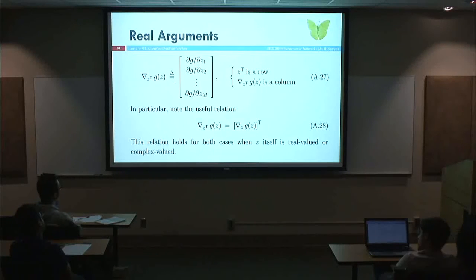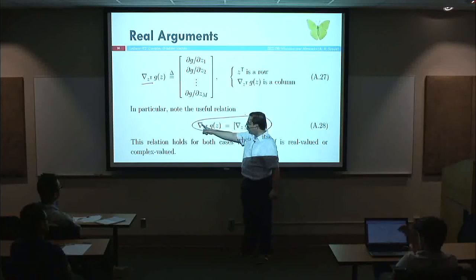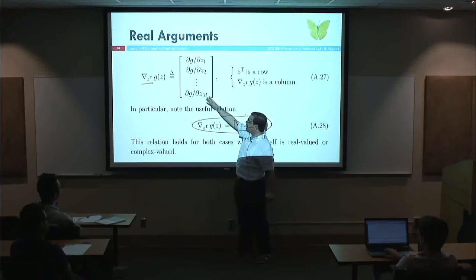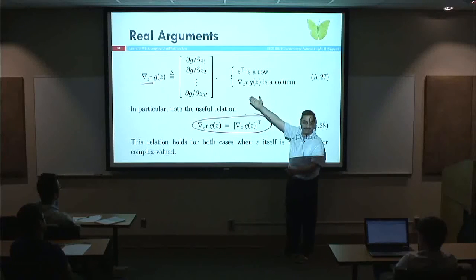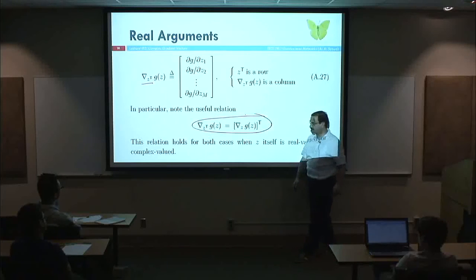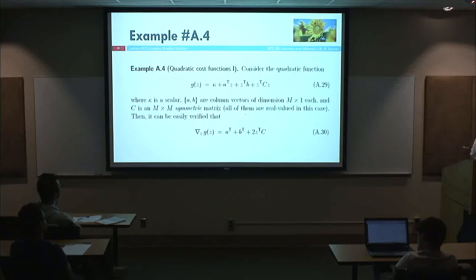Now I have the gradient relative to Z and the gradient relative to Z transpose. Z transpose is a row, that becomes a column. And obviously, it's not difficult to check, if the gradient relative to Z transpose, which is this, if you transpose the previous gradient, you get this. Very good. So this is a useful transposition property. So let's do this example now.